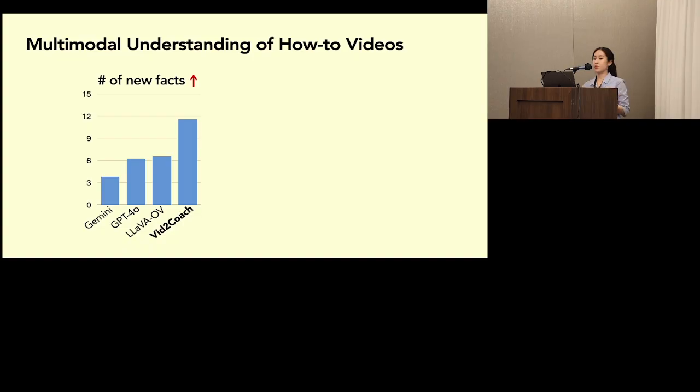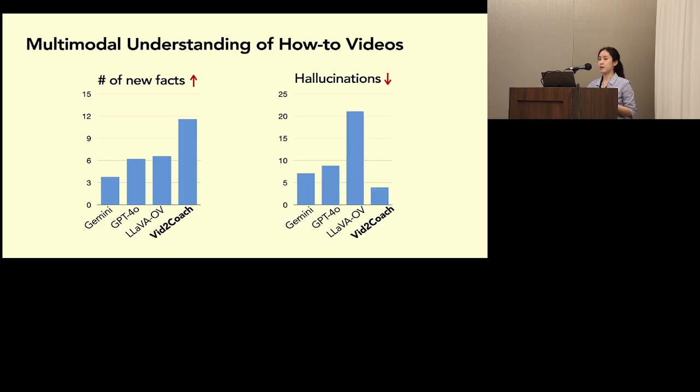So how well does it work when compared to naively using these state-of-the-art models? We saw that Vid2Coach actually identified more facts than what's originally provided in the video's narrations. So higher is better in the first one, and it also had lower hallucinations, and lower is better in the second graph.